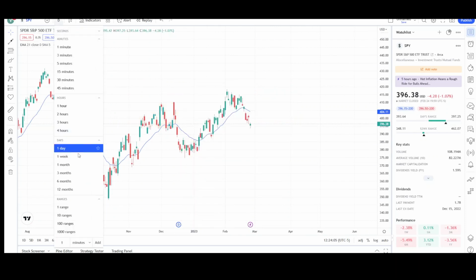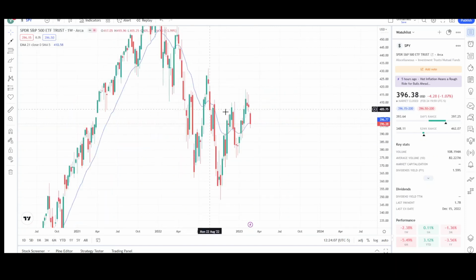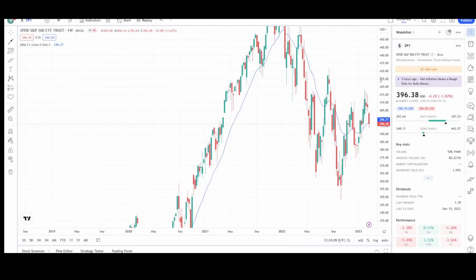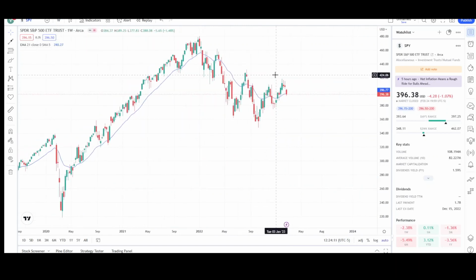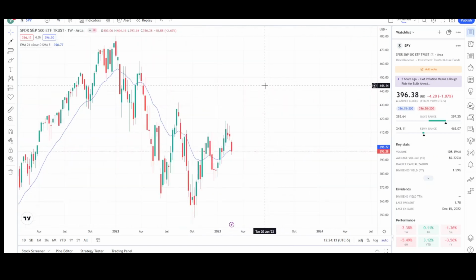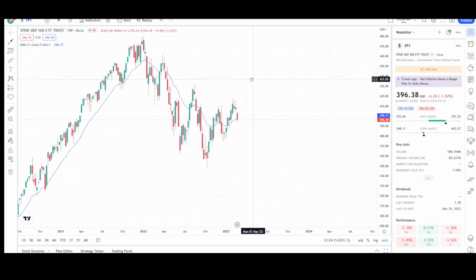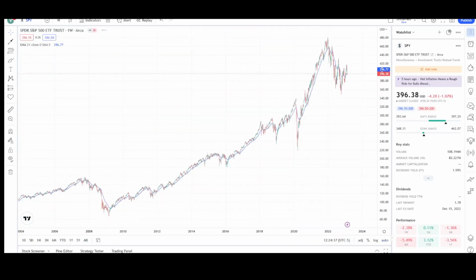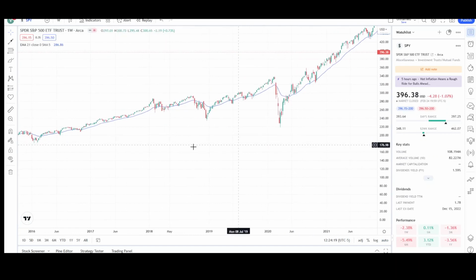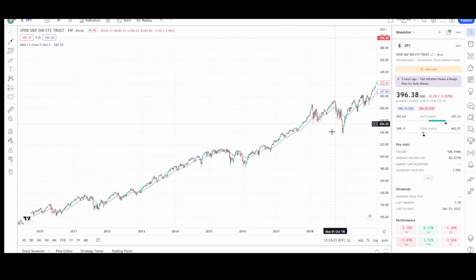Now let's take a look at the weekly chart. And here we have the weekly chart for the SPY. And the chart is not looking good. Pretty much just going sideways for the most part.